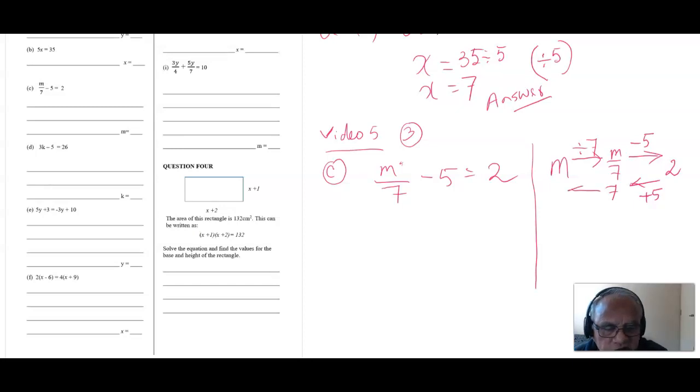And now if I go backtracking from there, what is opposite to divide by 7? Multiply by 7. So 7 times 7 gives you 49 is the answer.